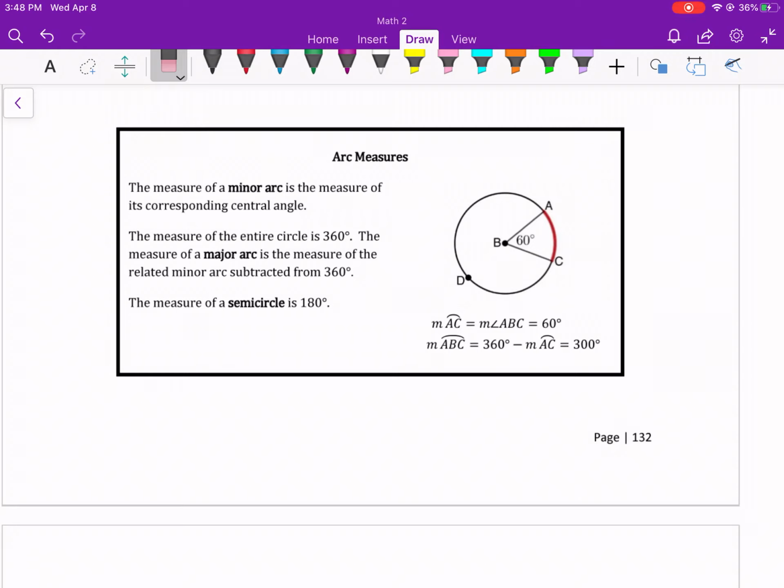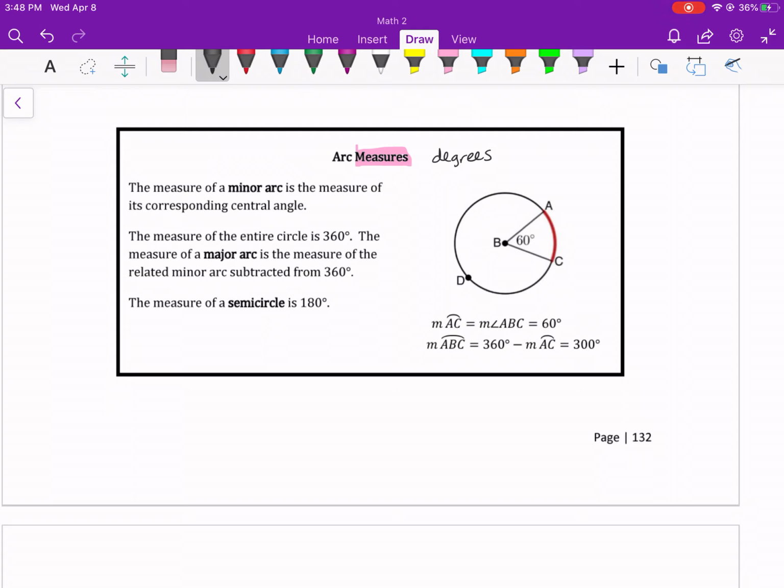All right, we're going to go ahead and talk a little bit more about arcs, and specifically we're going to talk about arc measures. Now I'm highlighting measures because measure is different than a length. So we're going to talk about lengths later on, arc lengths. Arc measures are the degrees.